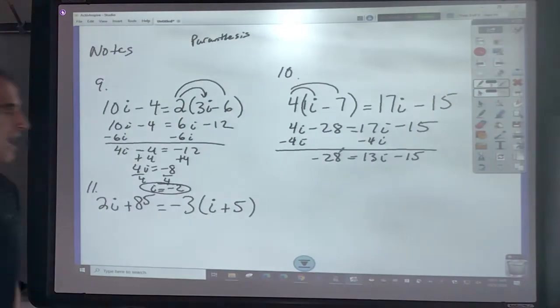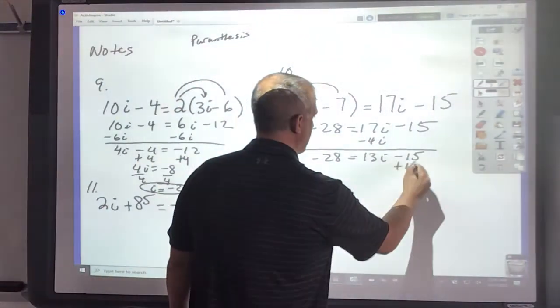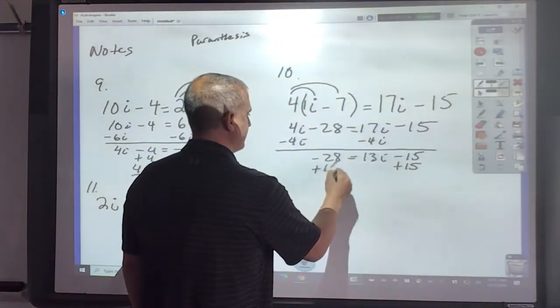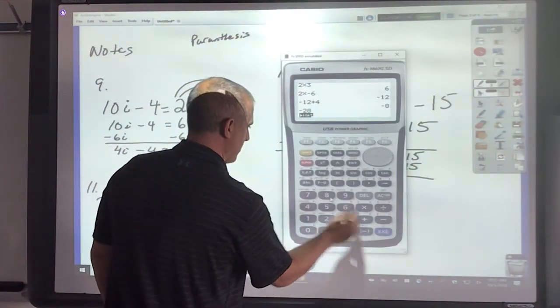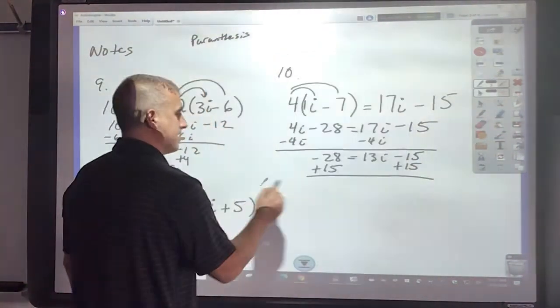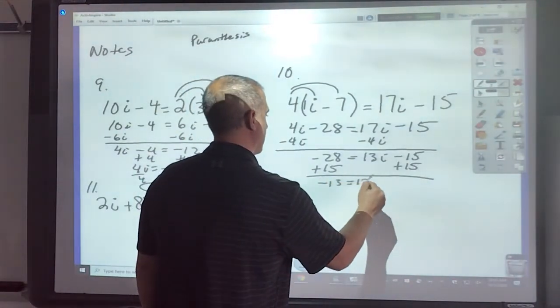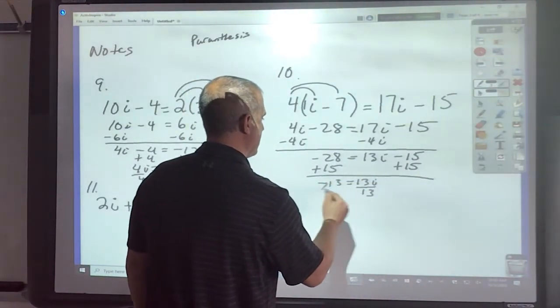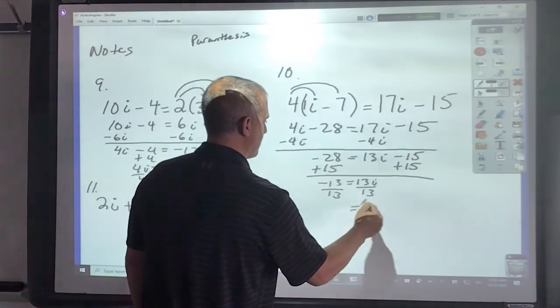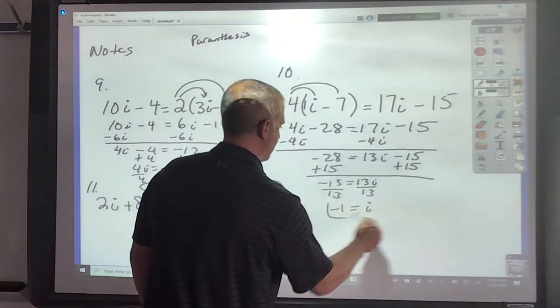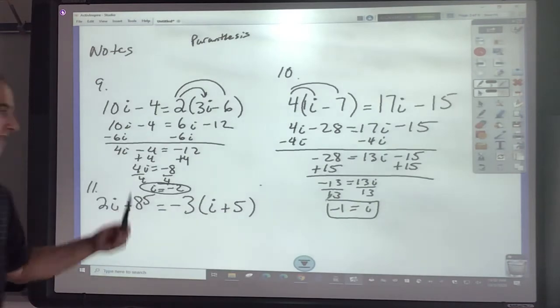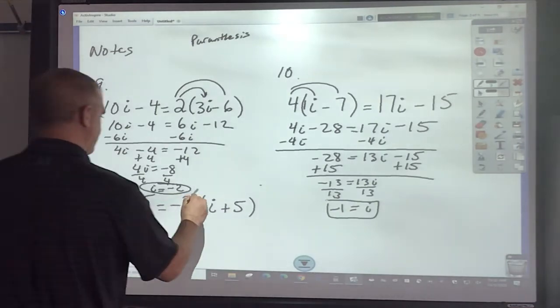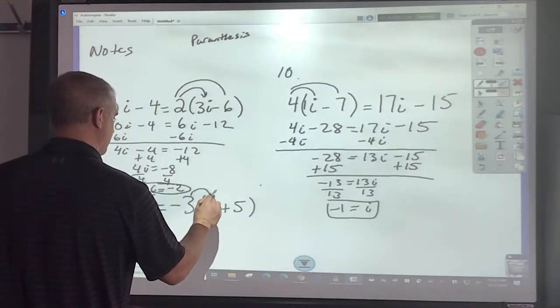Now what I want to do is add 15. Negative 28 plus 15 is negative 13. And then divide by 13. Negative 13 divided by 13 will just be negative 1. All right, and now moving on to the last question.